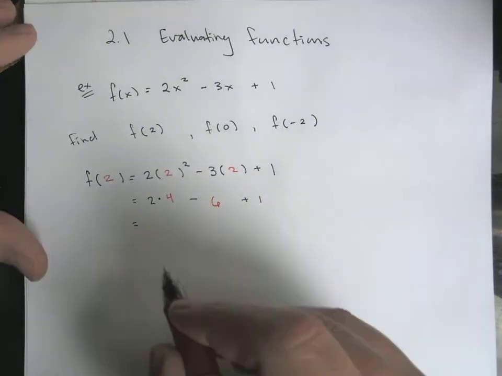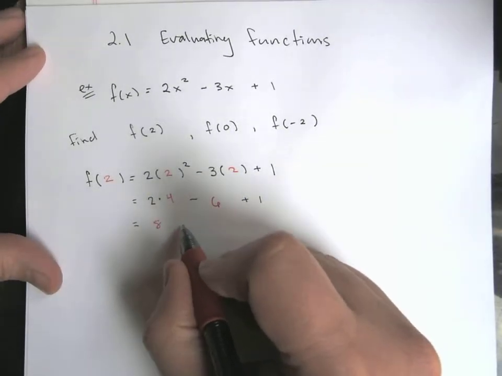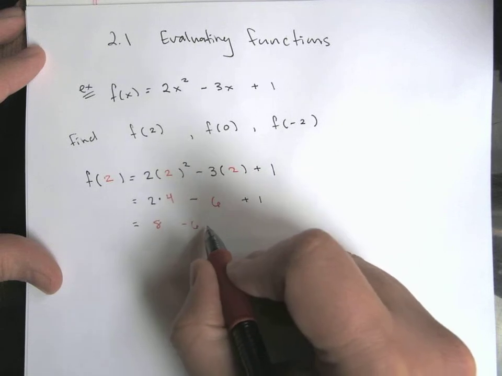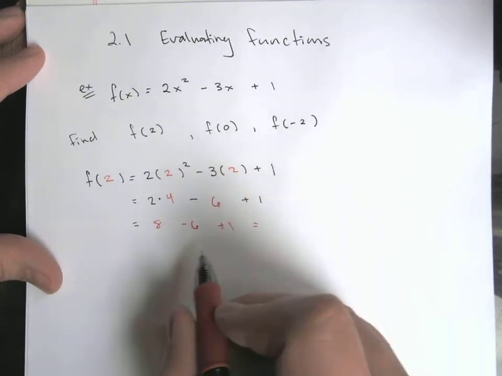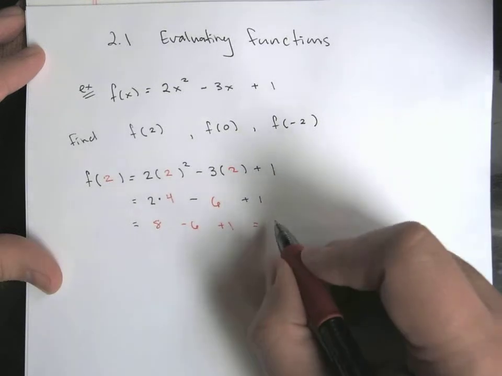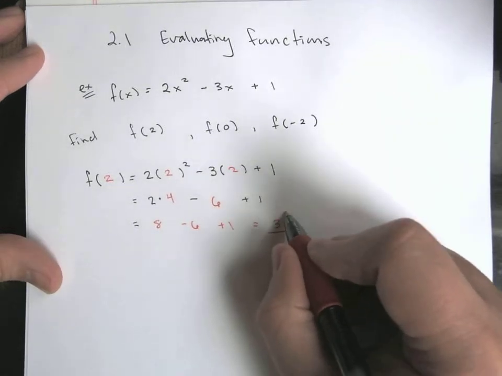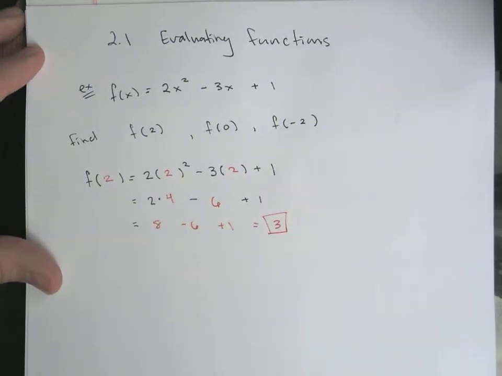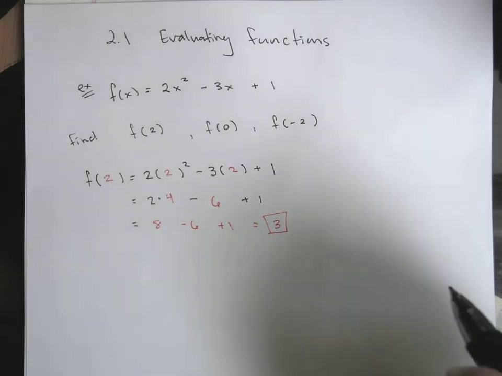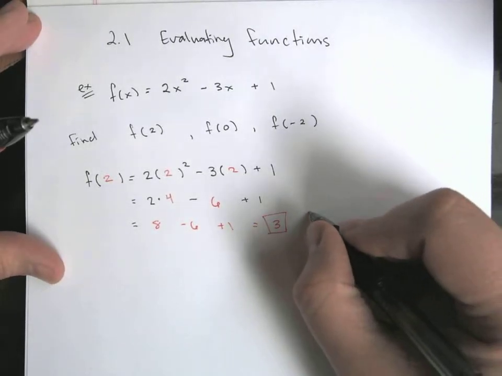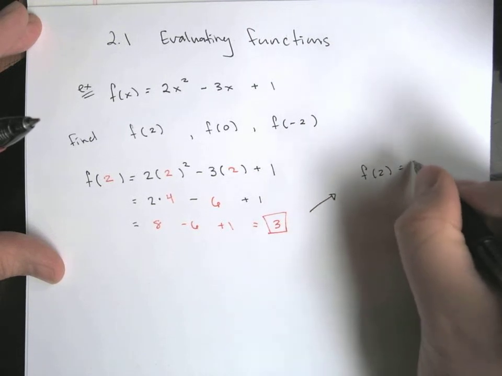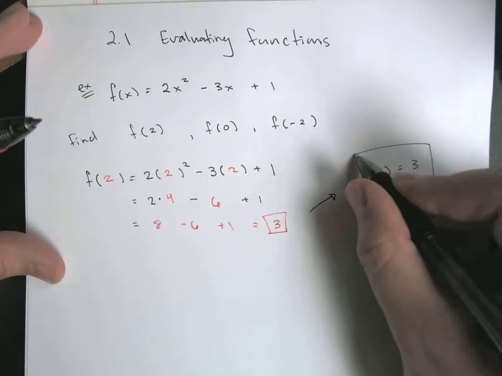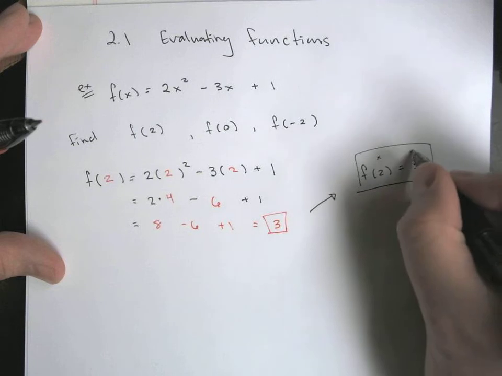This is pretty fast now, right? So this is, well, 2 times 4 is 8, right? Minus 6, and then this plus 1. So if we just add all these up, 8 minus 6 is 2, 2 and 1. Our final answer here is going to be 3. If we're thinking of this in terms of x's and y's, we could write as a final thing, f of 2 equals 3, right? This was our x, this was our y.